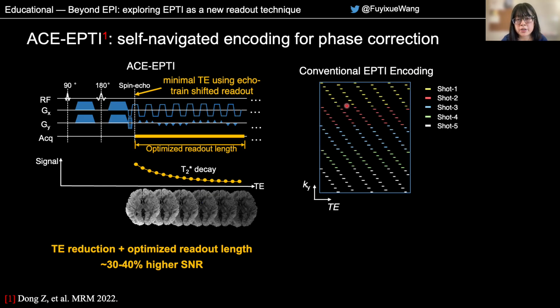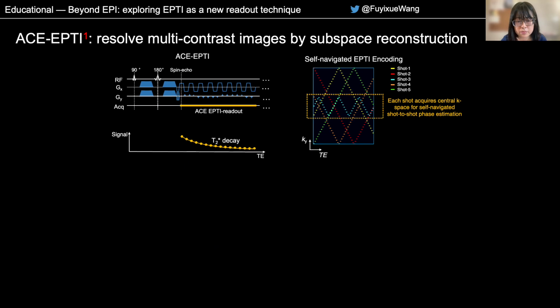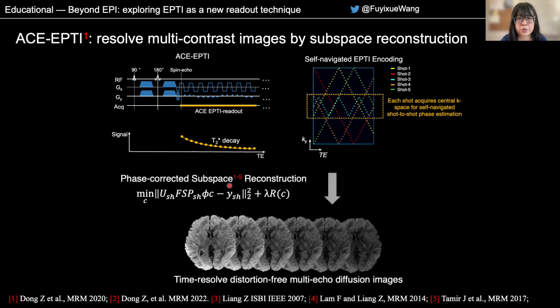And in diffusion MRI, instead of using a segmented encoding as in conventional EPTI, a self-navigated EPTI encoding is used. This is because in diffusion MRI, the application of the diffusion gradient will lead to very strong phase that needs to be corrected properly. This self-navigation ensures that each shot will acquire the central k-space for shot-to-shot phase estimation and correction. And to recover the highly undersampled k-t data, a phase-corrected subspace reconstruction is used to resolve distortion-free multi-echo diffusion images.